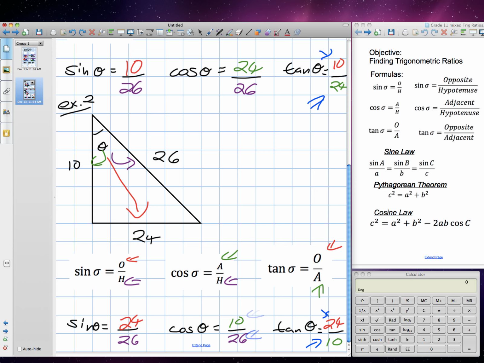So we're going to talk about the relationship here. If you notice, the original sine, when we changed the angle, now became cosine, because the opposite and adjacent sides switched. Our original cosine, when we were looking for the other angle, became the new sine, 24 over 26. And our tangent ratio flipped, 10 over 24 to 24 over 10. It's important you guys realize the relationship between the angle and the ratios.